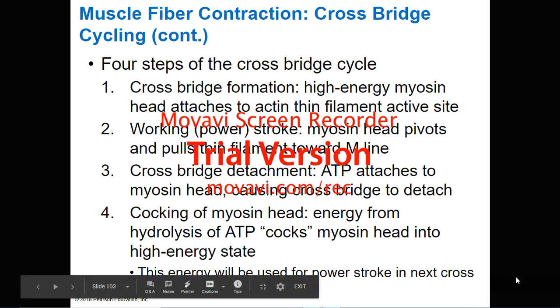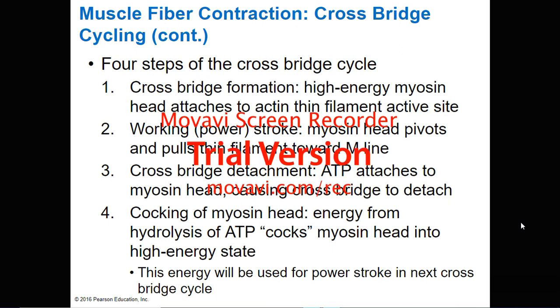So when that action potential travels down the T tubules at those triads where the sarcoplasmic reticulum is there in the middle, it's going to cause voltage gated calcium channels to open up, and then calcium is going to leave the sarcoplasmic reticulum, and it's going to be able to now bind to troponin on the thin filament.